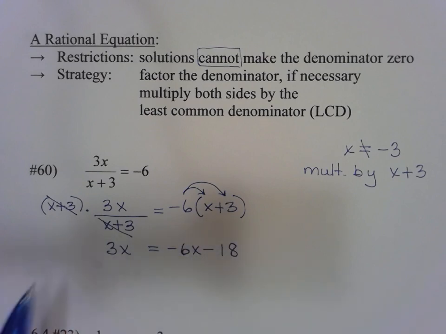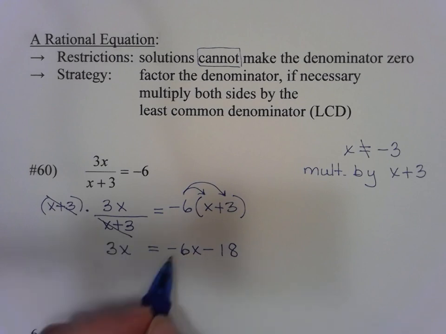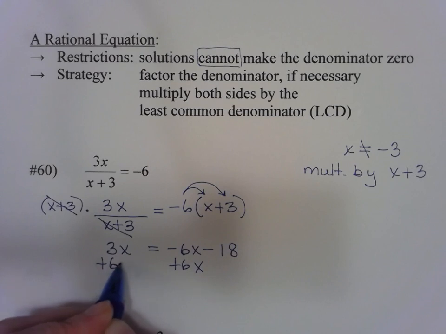Okay, so now I have an equation. I don't have any fractions anymore, and this is something I'm pretty comfortable with solving. That's kind of the whole point of that strategy. So now I want to finish solving. So to finish solving, I'm going to get all my variables together, kind of do my normal thing.